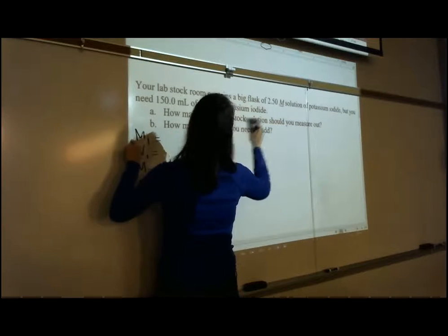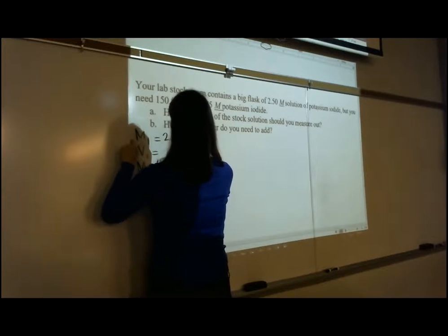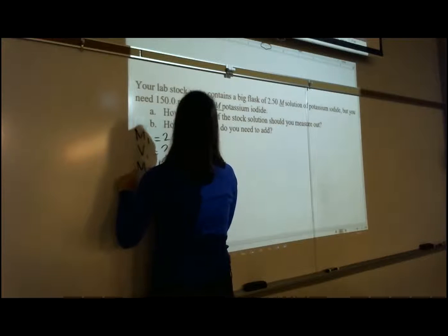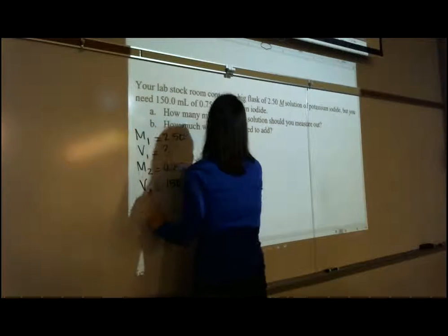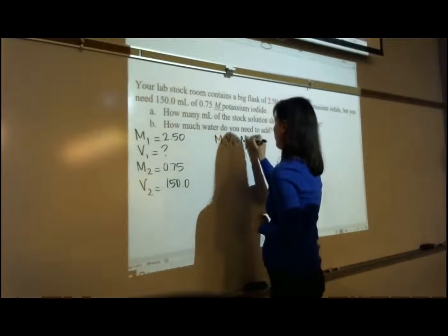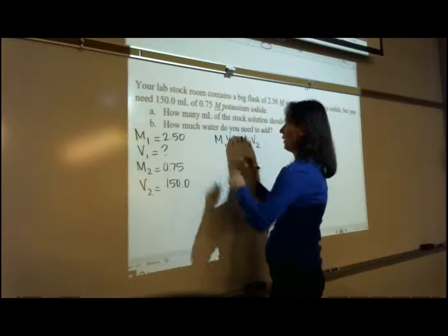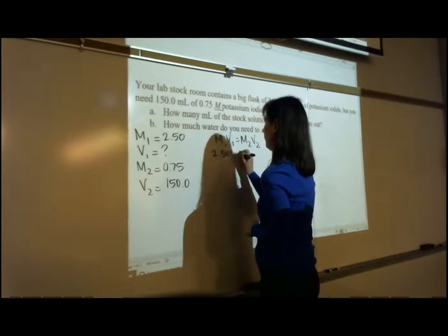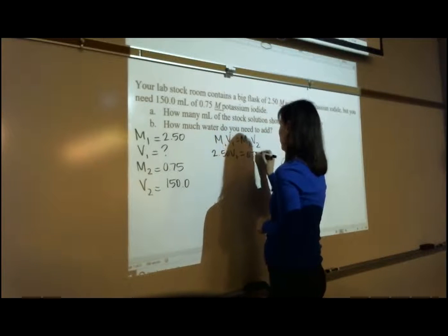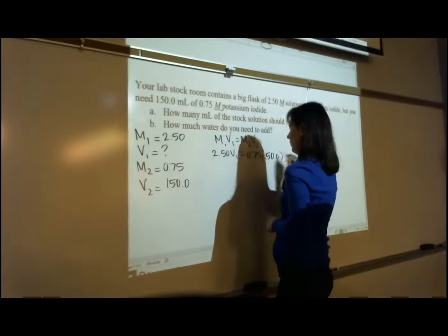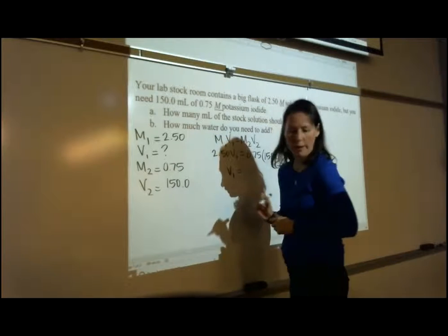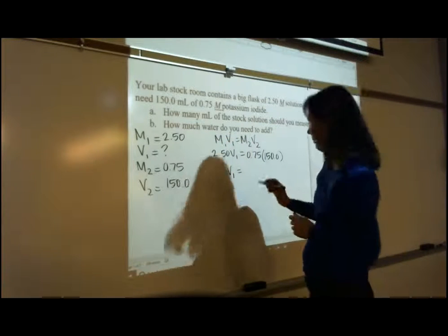All right, M1 is 2.5. V1, that's what we want to know. M2 is 0.75, and V2 is 150. So M1 V1 is equal to M2 V2. So 2.50 V1 is equal to 0.75 times 150. Oops. So V1 is equal to, I got 45 milliliters.